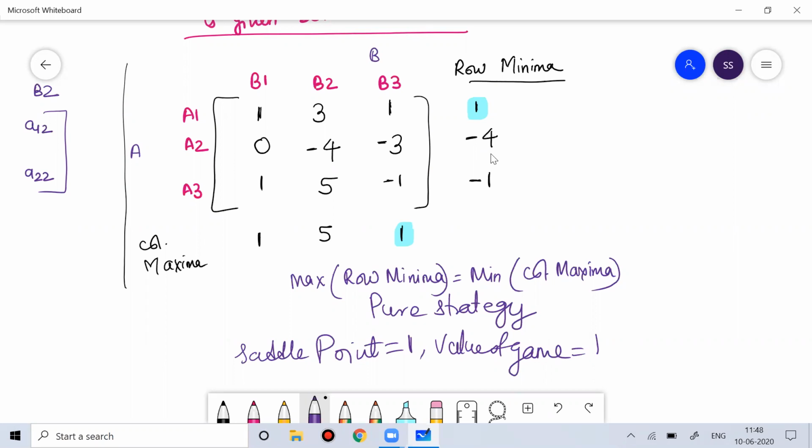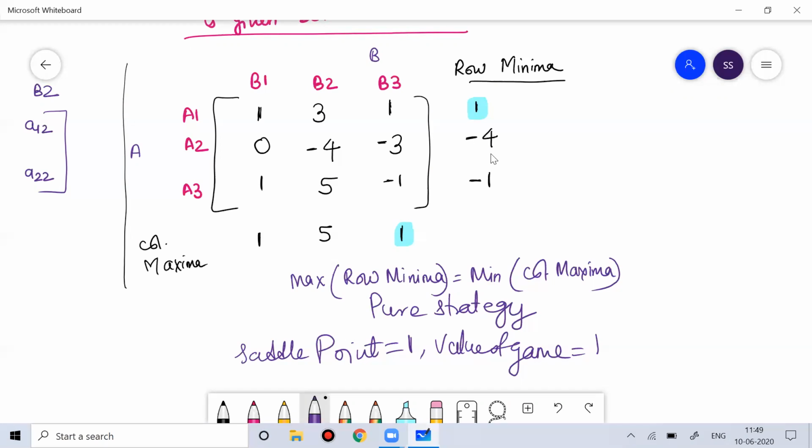Once this is done, the strategy is a pure strategy. And if the value you're getting is equal in both, then that value is called a saddle point, and the value of the game would be the saddle point. I hope you are clear with this.